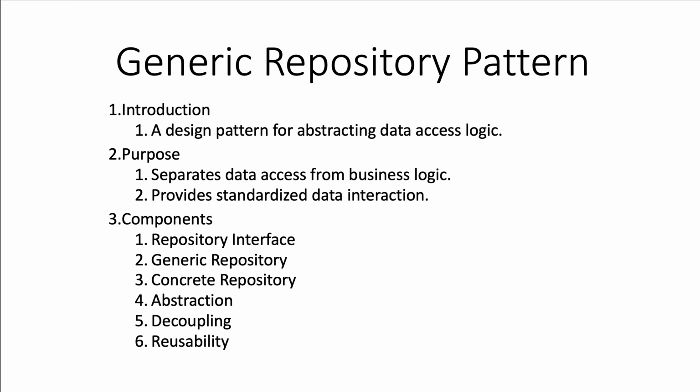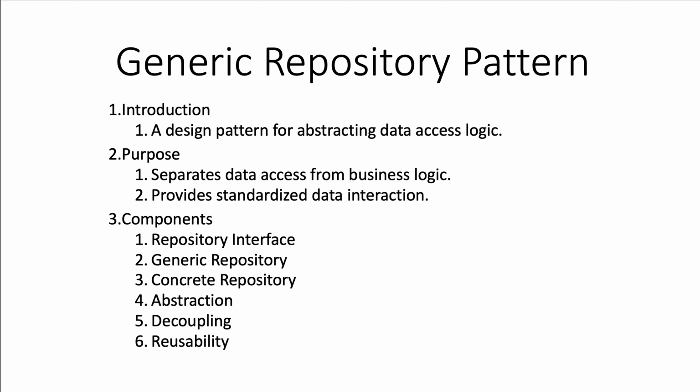This separation of concerns promotes clean architecture, and that is what we are going to use as well, right? On decoupling, by using the generic repository pattern, you decouple the business logic from the data access logic. This separation enhances code maintainability and flexibility. It also makes unit testing easier, because it's easier to decouple the code itself.